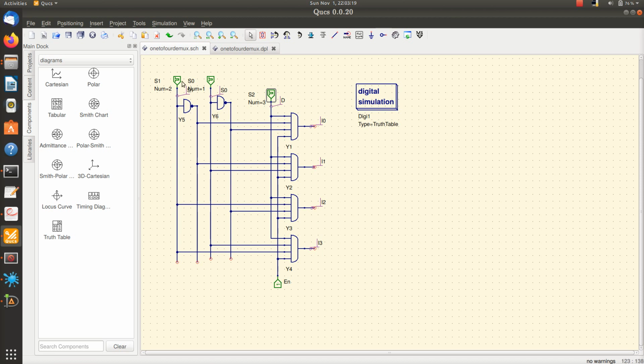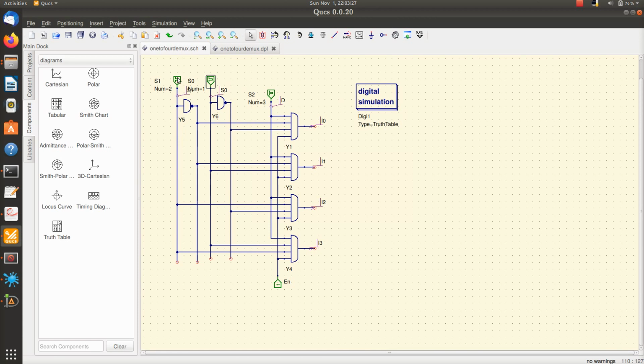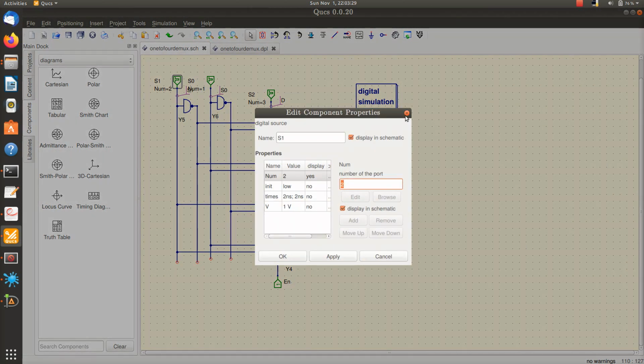So here I have fed S0 with a 1 nanosecond pulse, and S1 is a 2 nanosecond pulse.